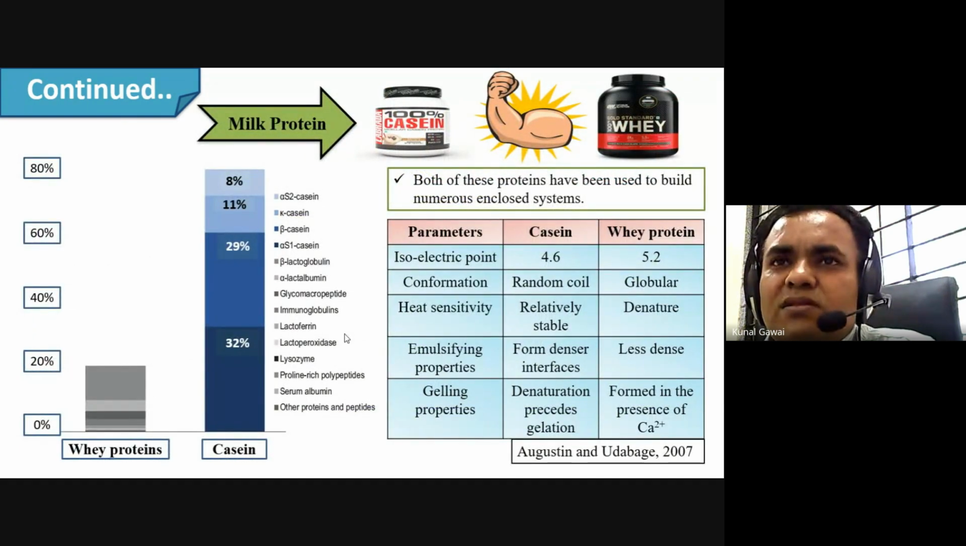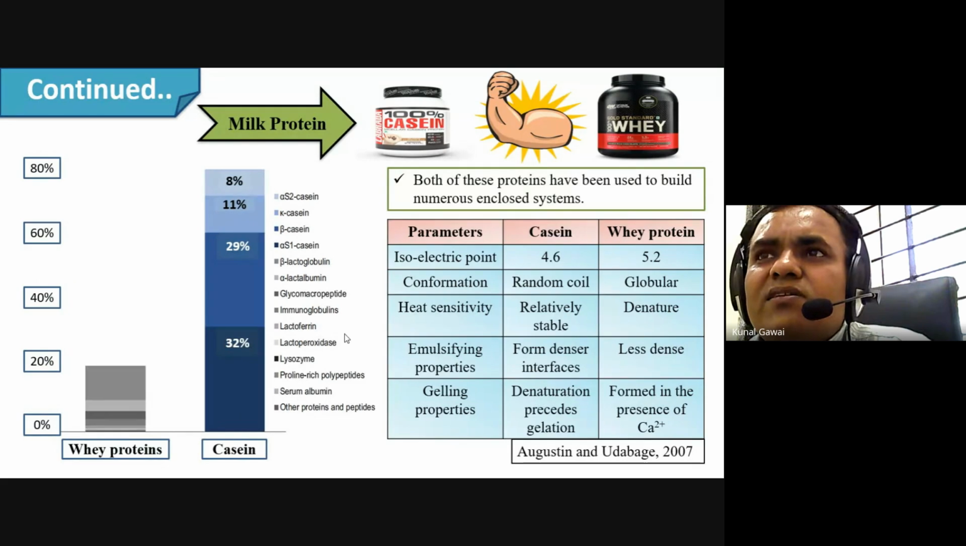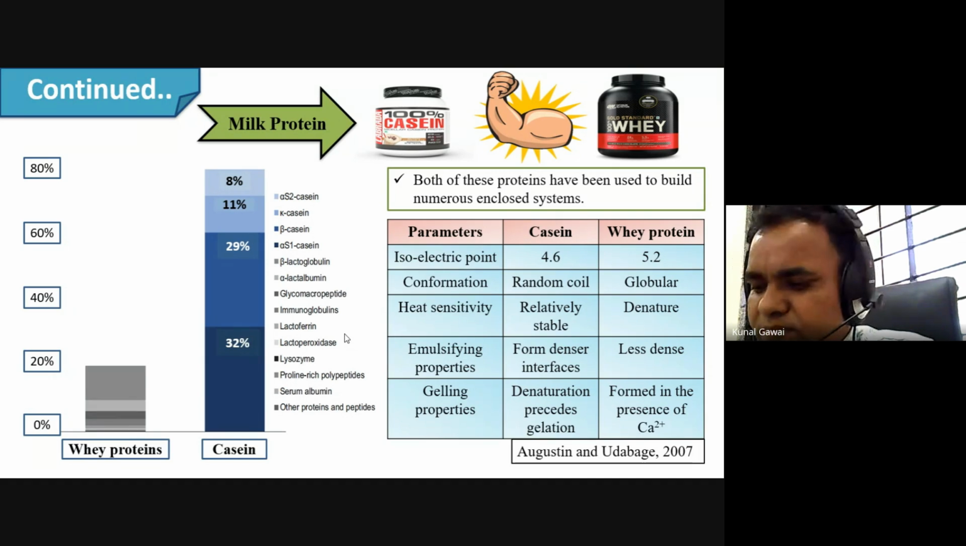In case of protein, this is mostly being used in various studies, and particularly whey protein is mostly targeted by many scientists. Both these proteins have been used to build numerous enclosed systems, and based on their specific characteristics, how they will behave with different substances, on that basis we have to use. Particularly these characteristics are isoelectric point, their specific formation, heat sensitivity, and their properties.